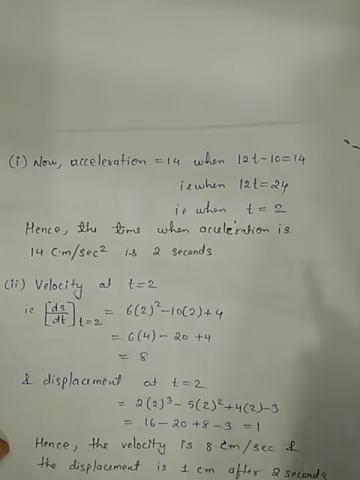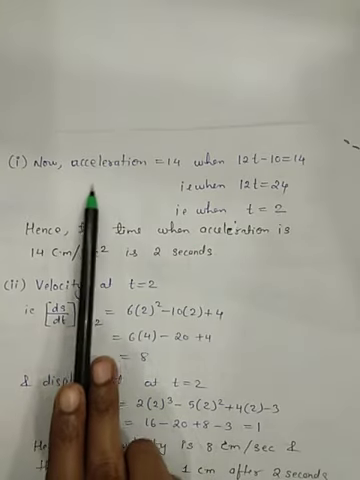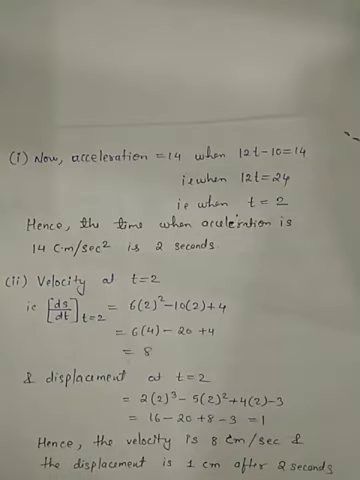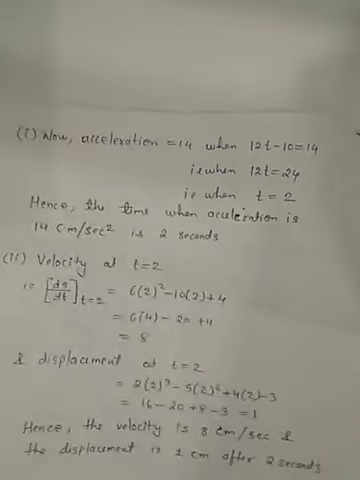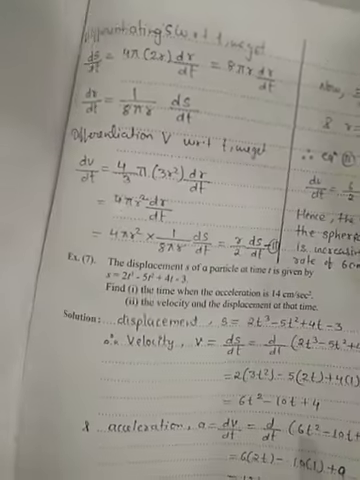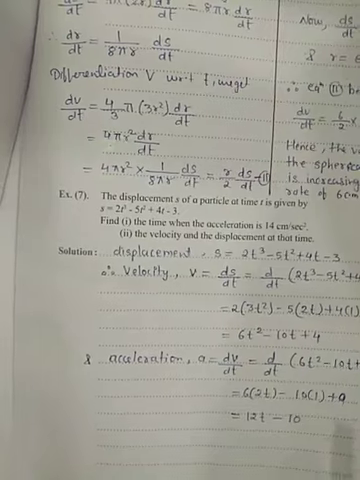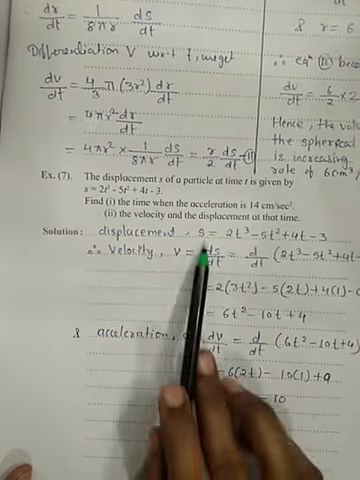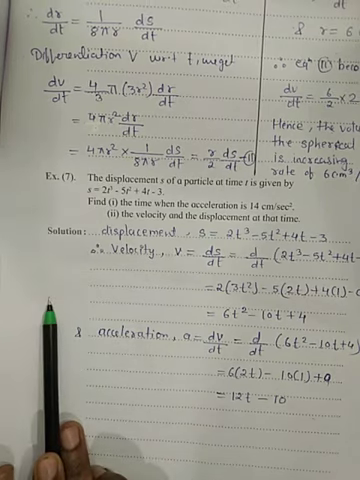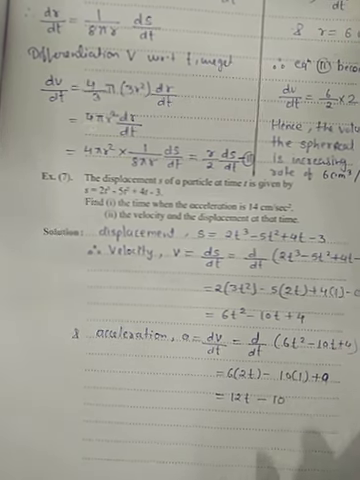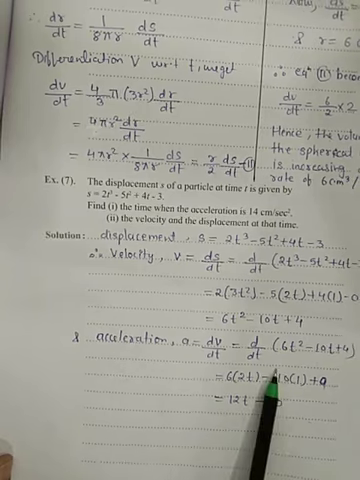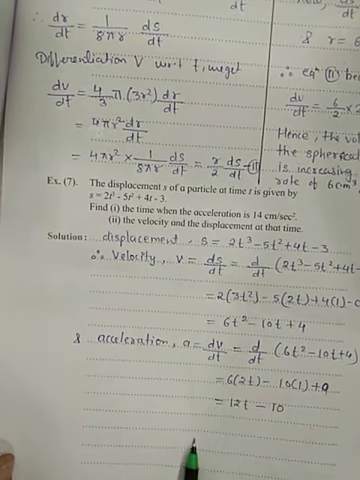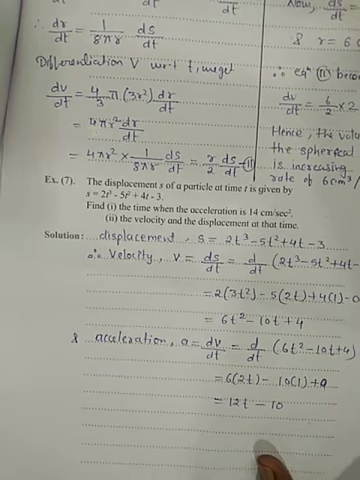Now see children, we are given acceleration equal to 14, and the acceleration we have got is 12t minus 10. I am solving it on a plain page because space is less, and I know even you people are going to face the same problem. Then what you do, you can divide this page in two halves, and write on the left hand side as well as the right hand side. In case I write like this, you can't understand it. That is the reason I am writing it like this. You can divide it in two halves, then you can write.